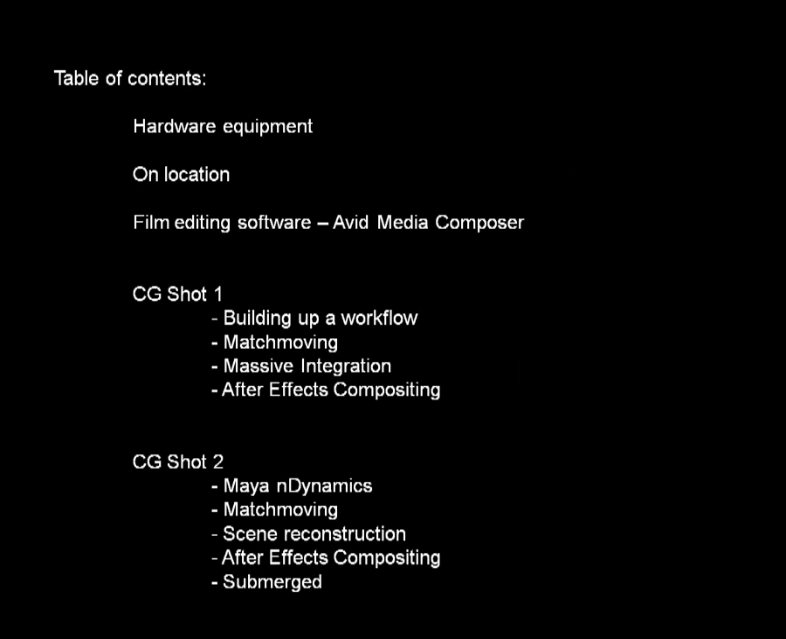Here you can see my table of contents. First of all, I want to show you the hardware equipment I used, I show you some pictures from the set, and I talk about the film editing software I used. But the main topics of my presentation are the two CG shots I made. The first CG shot with the people running on the street following the girl, and the second CG shot, the blood scene.